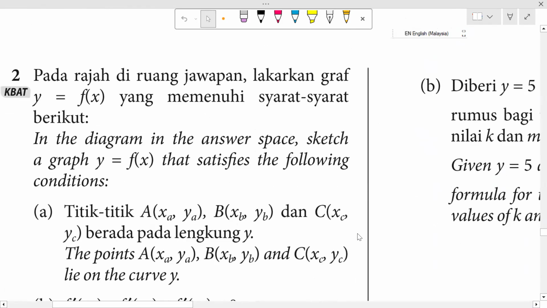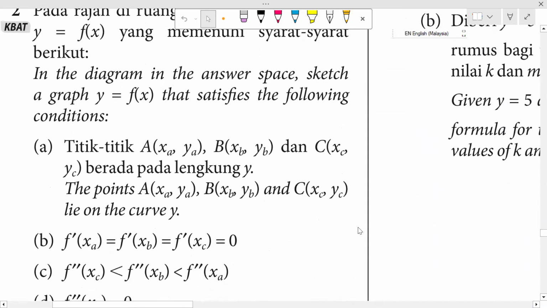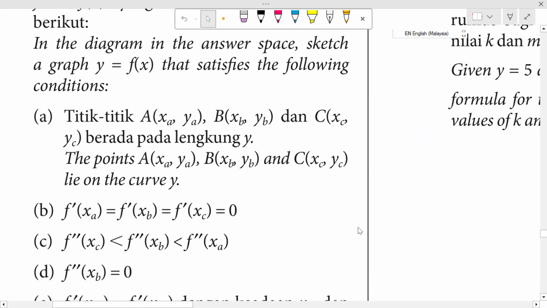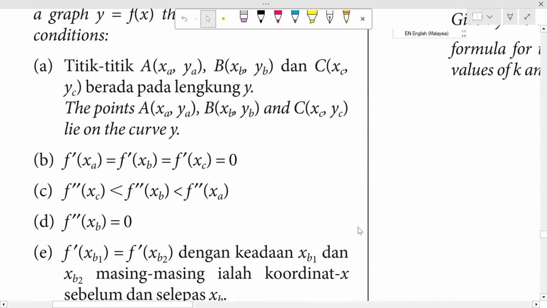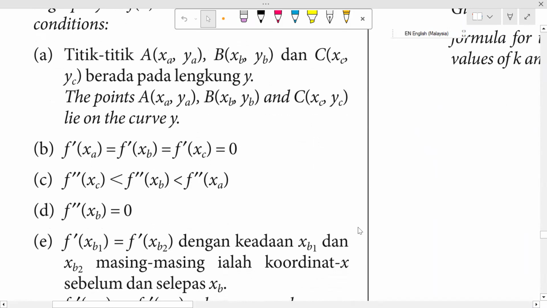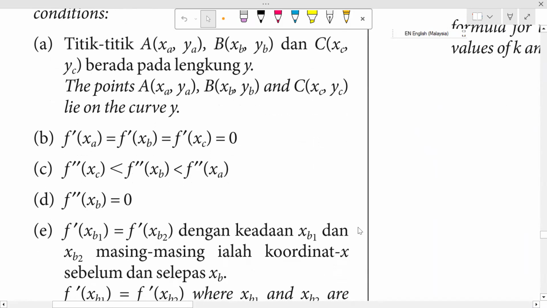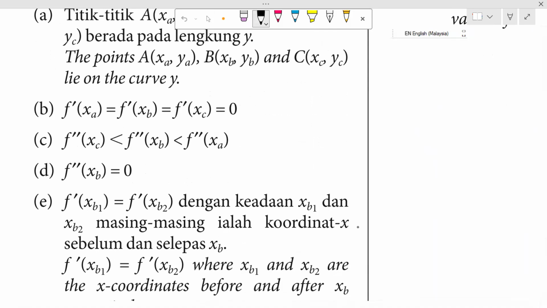Okay, in the diagram, in the answer space, we have to sketch the graph y equals f(x) that satisfies the following conditions. The points A, B, C lie on the curve y. Now f prime x at point A, at point B and at point C is 0. When the differentiation is 0, what does it mean? The gradient of the tangent equals 0. Which means you will have a flat tangent like this, like this, like this. So your curve has 3 turning points.